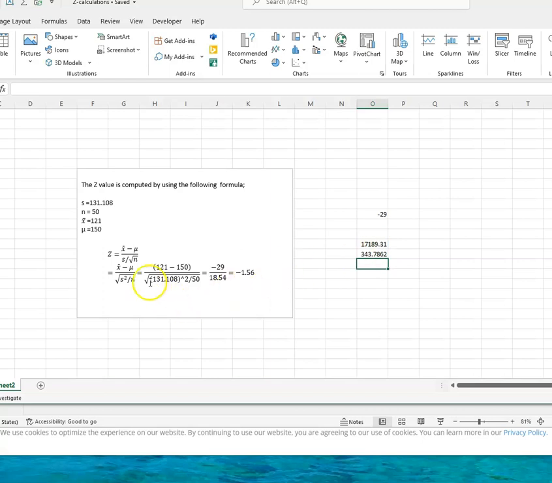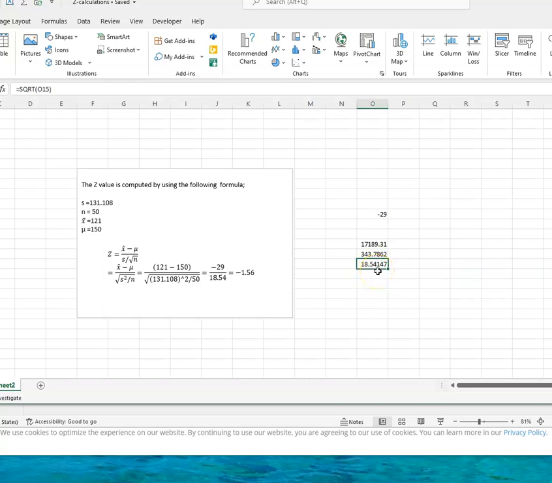Now I have to take the square root of it, okay? So I'm going to say equal to SQRT, square root, left parenthesis, of this number, right parenthesis, enter. So I got now 18.54. You can say 18.54. I have rounded it to 2 digits.